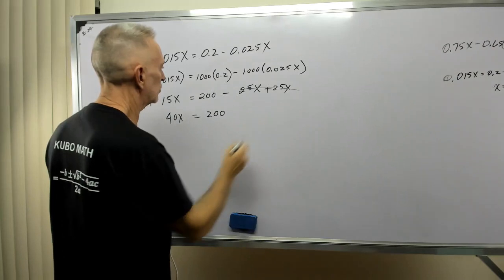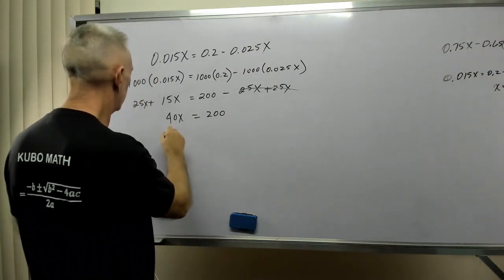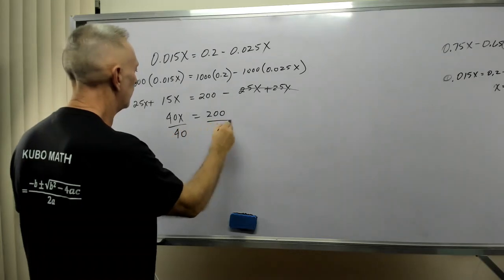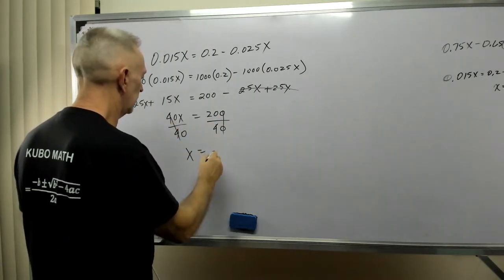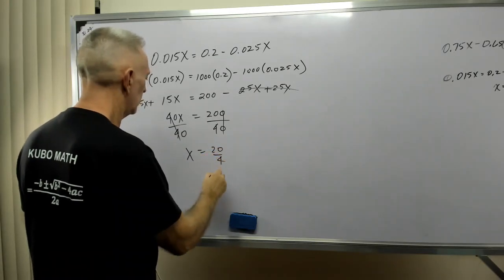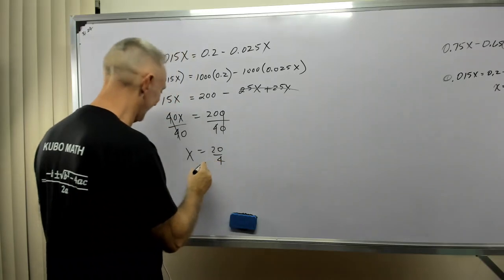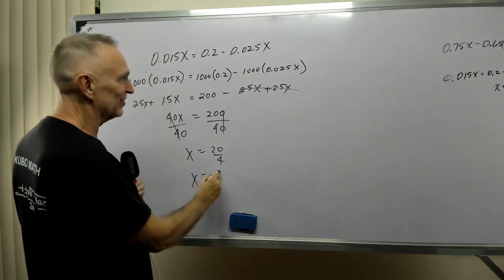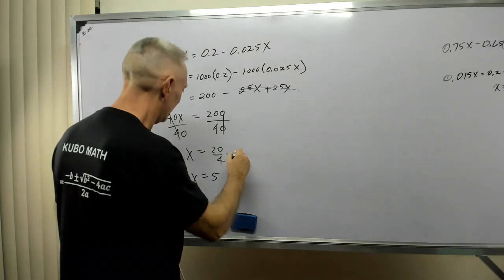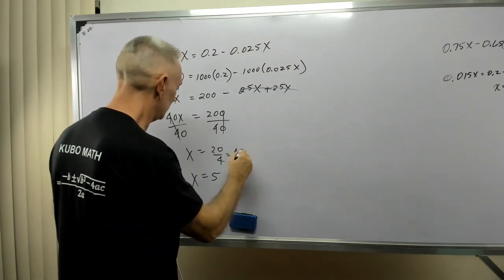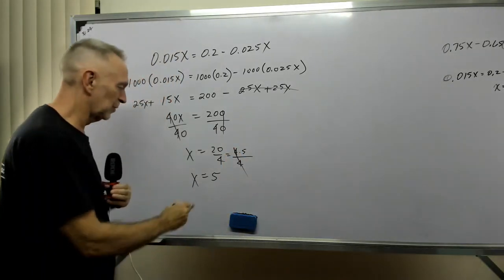So these cancel each other. So 40x, divide both sides by 40. X equals 200 over 40, or 20 over 4. Hey, you want to go old school? Okay, let's not. X equals 5. But we could have said, well, that is 4 times 5 over 4. Whew, cancel the 4's, got 5.